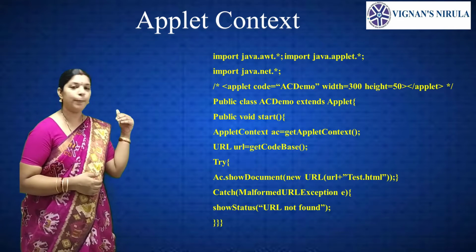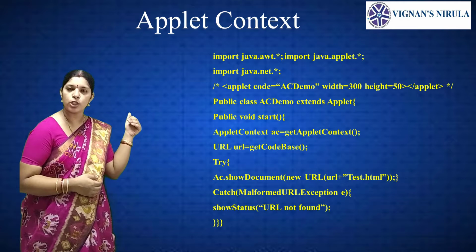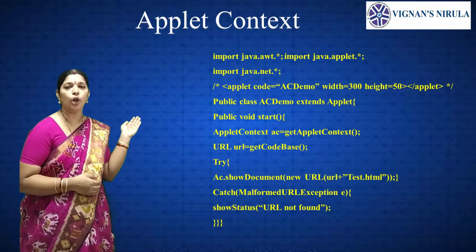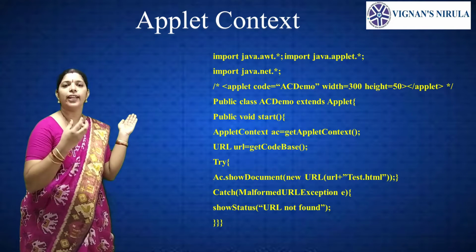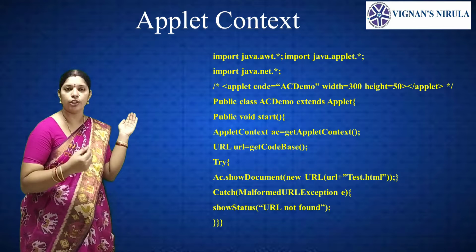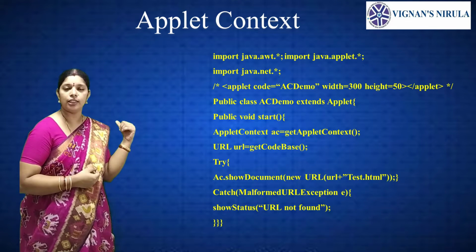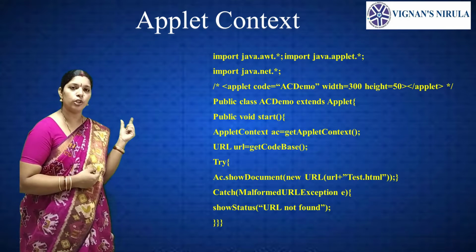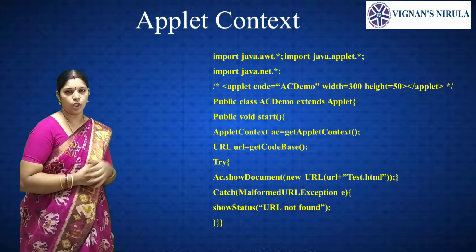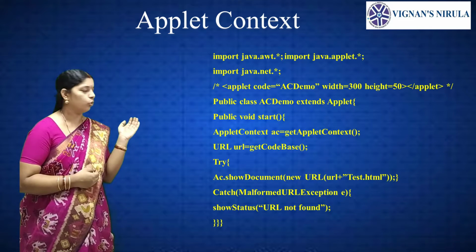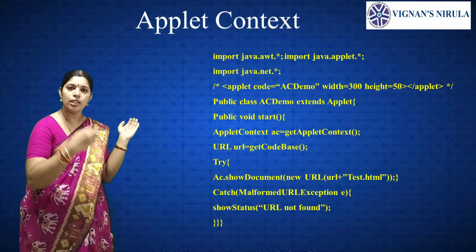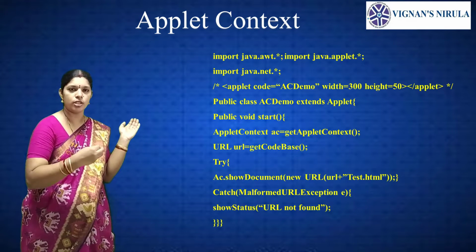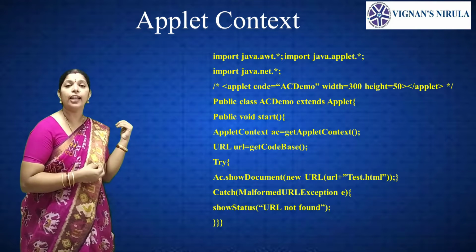How are we using the applet context? We are creating one object for the applet context, that is AC, equals getAppletContext. We are using the applet context method, and after that I am giving one URL. These are uppercase, capital letters we are inserting. So we are creating one URL object for the particular URL and getCodeBase. So by using the code base we insert the code we have to insert in our web pages, that will be inserted by using getCodeBase.